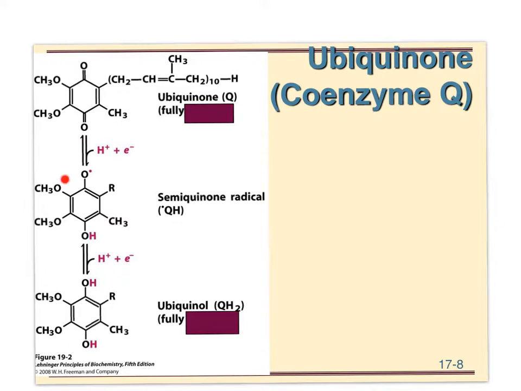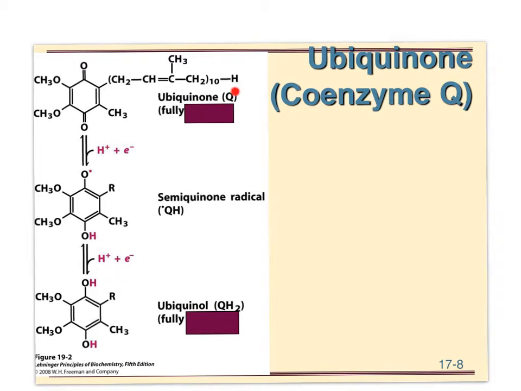It can actually accept one proton at a time, or one electron at a time. So notice right here, it takes a proton and an electron, and it makes what's called a semiquinone, which is a radical, but it shouldn't, at least if you're healthy, leave the membrane. Because these are highly hydrophobic.